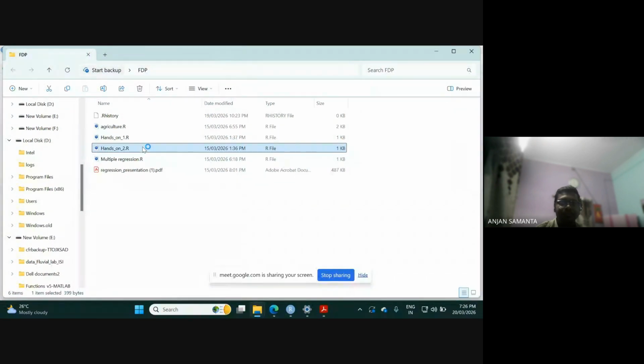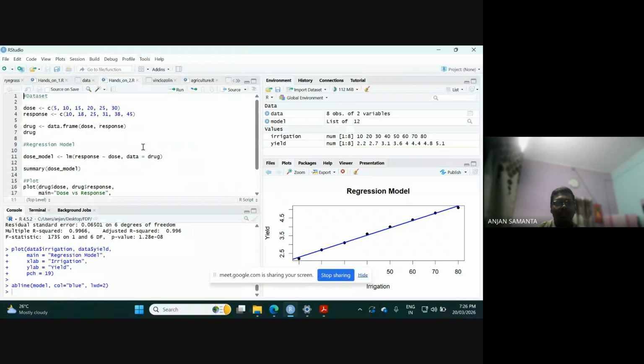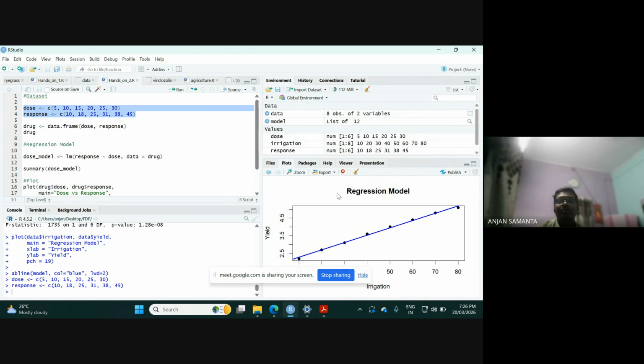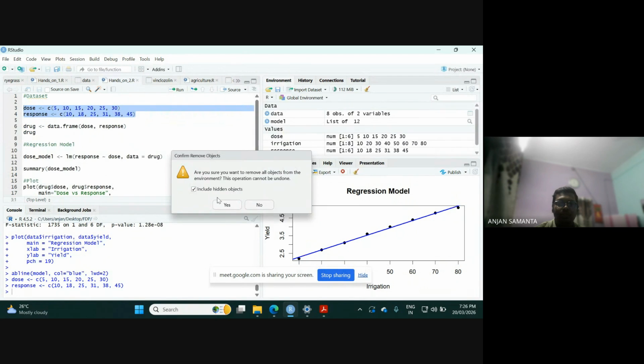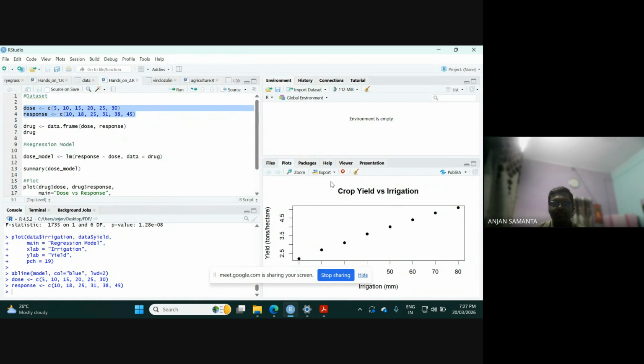Hands-on 2. This one I've taken for a dose and response demo data. So again, let me just run it. So now this thing is done. So how to remove this? There is a clean button. So I will just clean it so that we can do the new analysis.